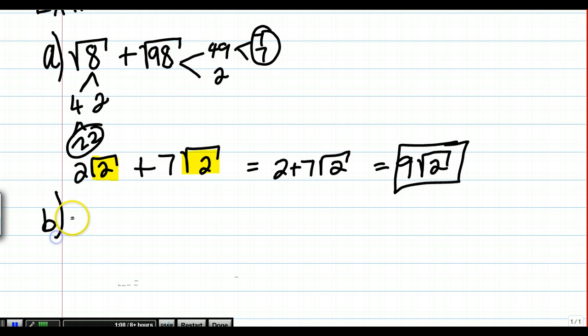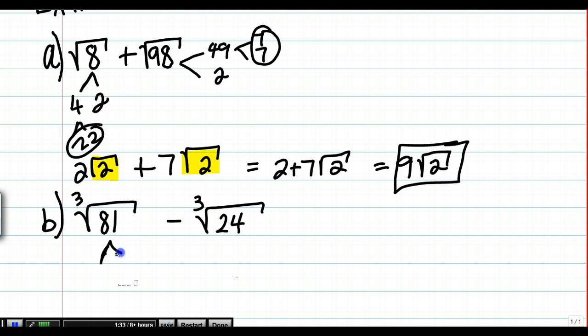B, I have the cube root of 81 minus the cube root of 24. And if you notice, these are both cube roots. If they're not both cube roots or they're not both square roots, then you can't add or subtract them. They have to be the same root. So we're going to have to find 3 numbers that multiply together to get 81. And so we're going to have 9 times 9 and 3 times 3.